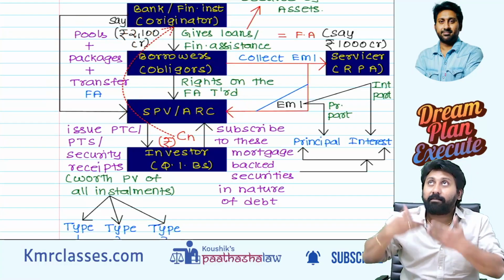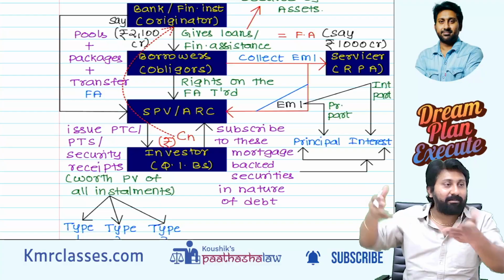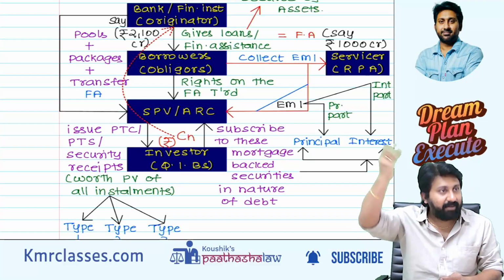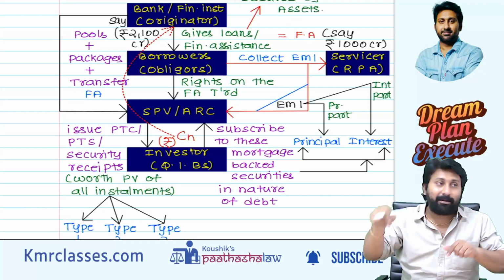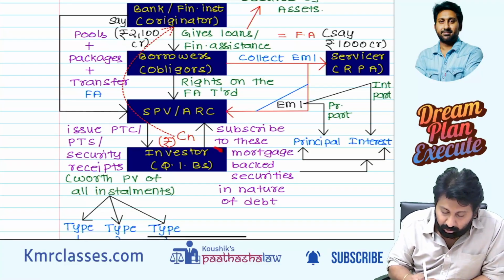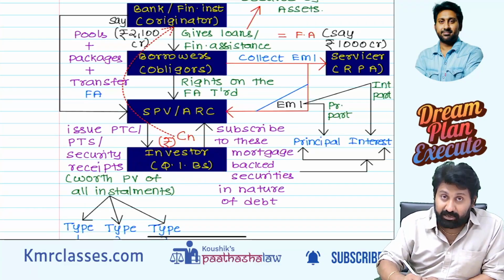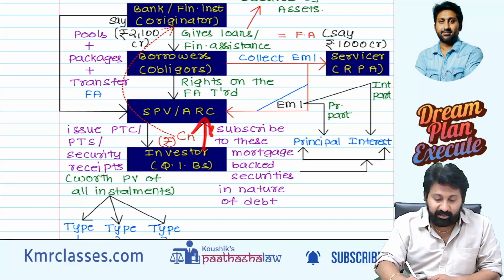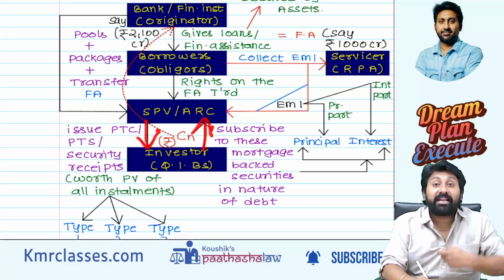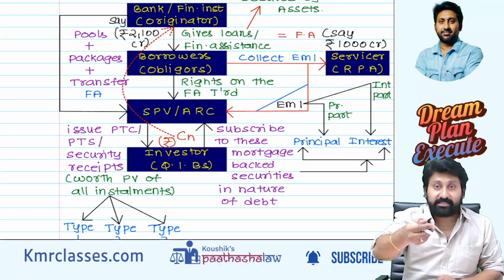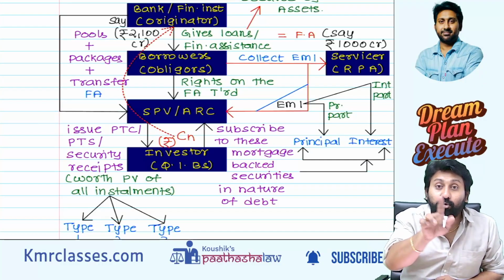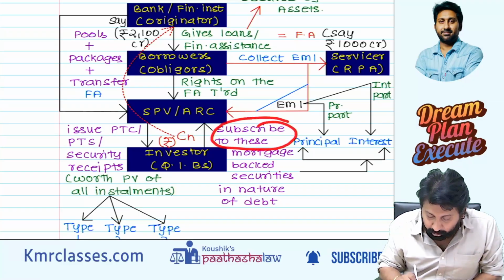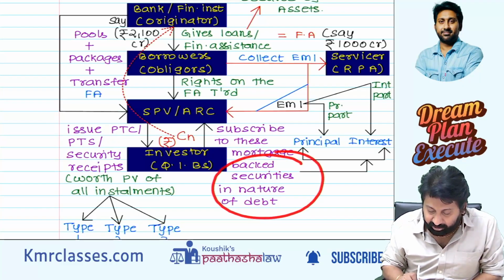If I get a problem, I will go to God. If God himself got a problem, where will he go? Like that only is the situation. The bank will help us. If the bank's problem came, who will come? Then people have to come. Okay, who are those people? QIB. QIB will give the 2,100 crore to ARC or SPV. SPV will in return give them bonds, debentures worth 2,100 crore. Subscribe to these mortgage backed securities in the nature of debt.